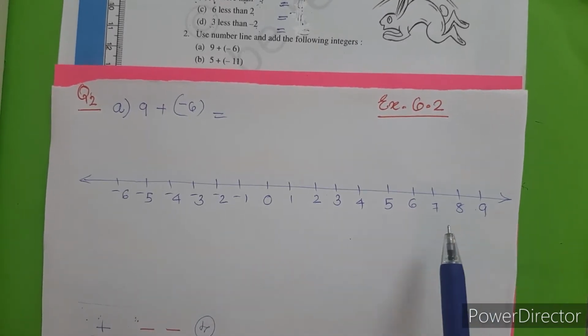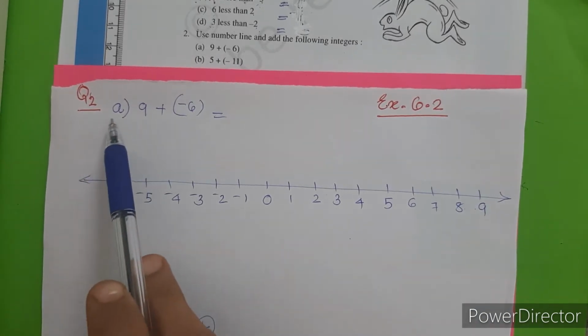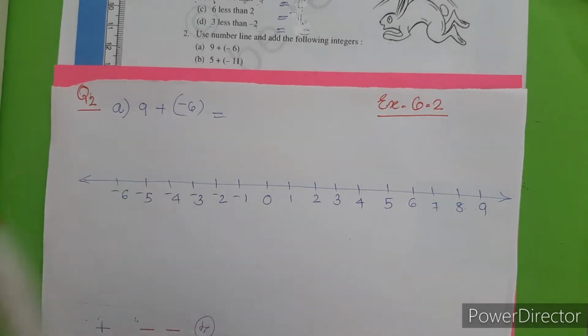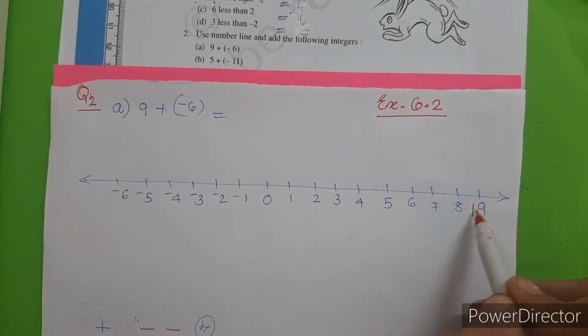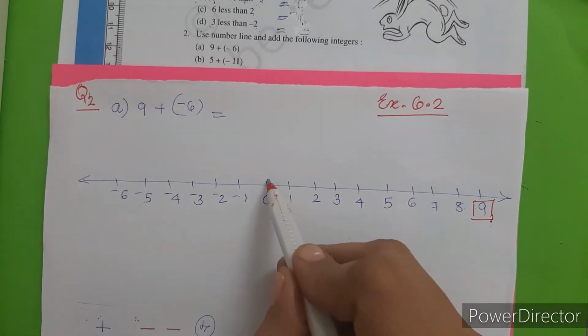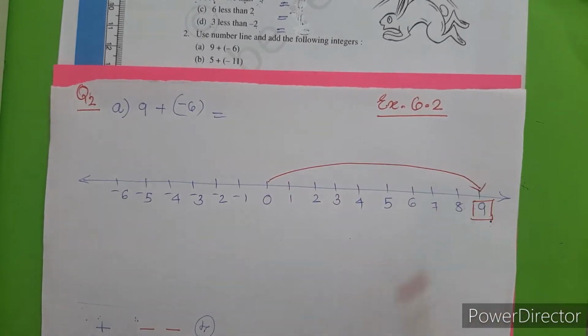Here we have one number line. The question is 9 plus minus 6. First of all, the first number is 9, so we can reach 9 from 0. This is 9. That is a positive integer, so it is present on the right side of the number line. First we move from 0 to 9, so it will be expressed like this.